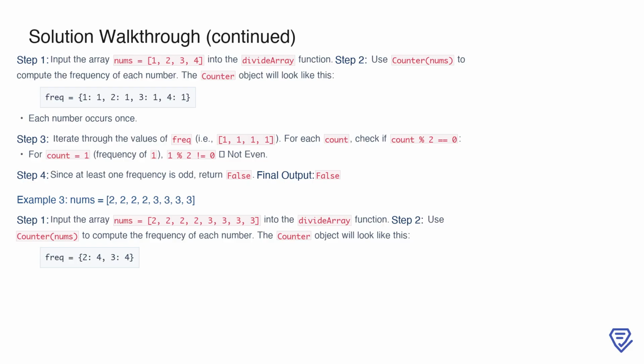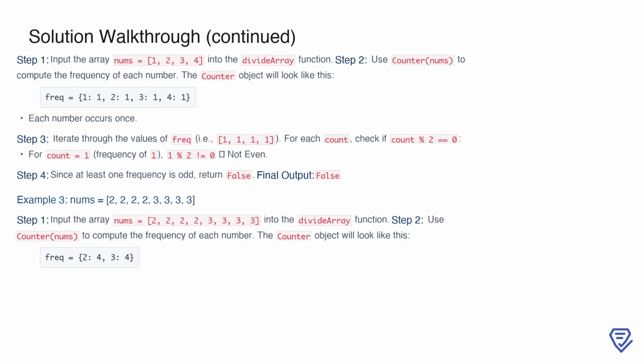Again, we use Counter(nums) to calculate the frequency of each number. This time, the counter object outputs {1: 1, 2: 1, 3: 1}, indicating that each number in the array appears exactly once. With the frequency values being 1, 1, 1, we check each value to see if it is even by verifying whether count % 2 equals 0.